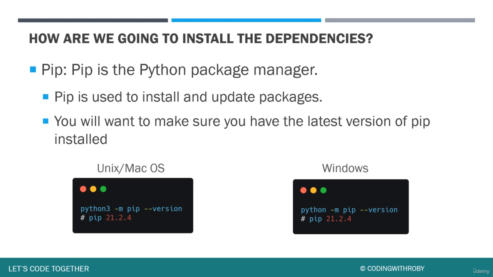To check your pip version on macOS, use python3 -m pip --version to see what pip version you currently have installed, and on a Windows OS, use python -m pip --version. The version you get back may or may not be the same as mine, but as long as you have Python 3 installed, everything should work perfectly.